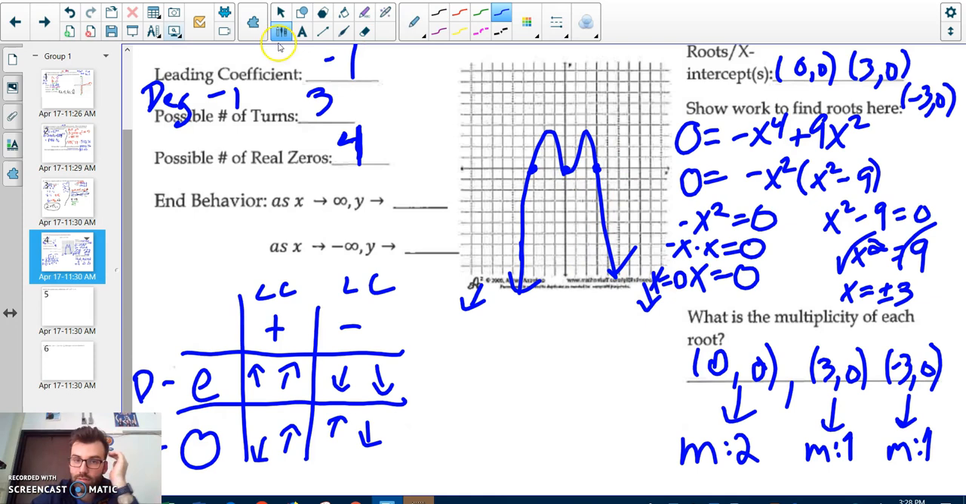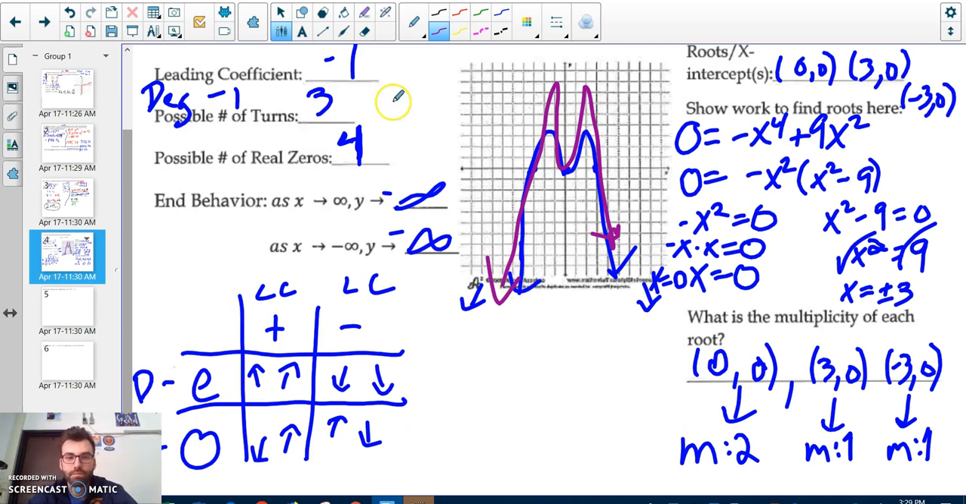Remember, I can have something that looks like this too, and it would be totally fine. I could have that as well. How far up and down you go does not matter, as long as you're hitting your 3 critical points and your end behavior is true. So my end behavior here should be negative infinity and negative infinity. Sorry, I forgot to fill this out before. They're going down, down. All right.